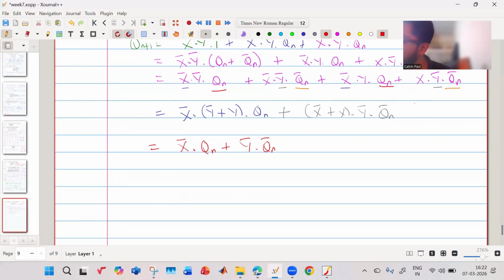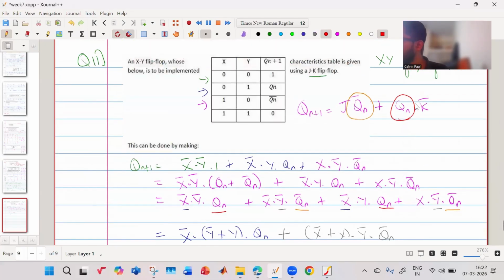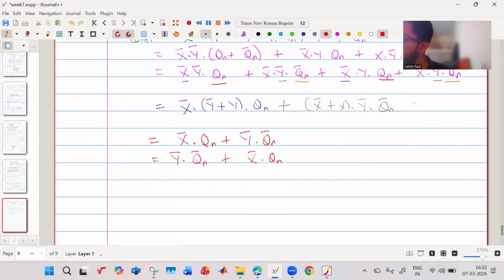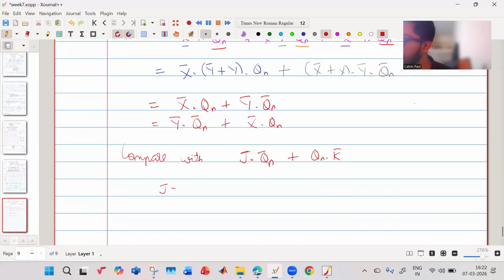This we have to come. So let us also write it better. This is Y bar and Qn bar plus X bar and Qn. Okay. When you compare this with J and Qn bar plus Qn and K bar, what do we get? We get J is equal to Y bar and K bar is equal to X bar. This implies K equal to X.